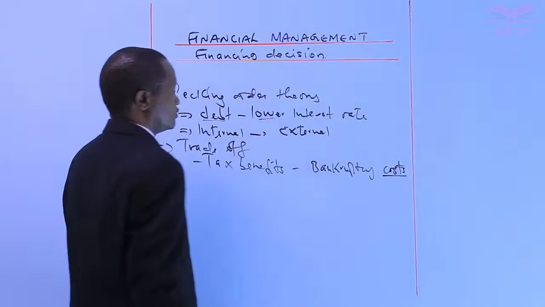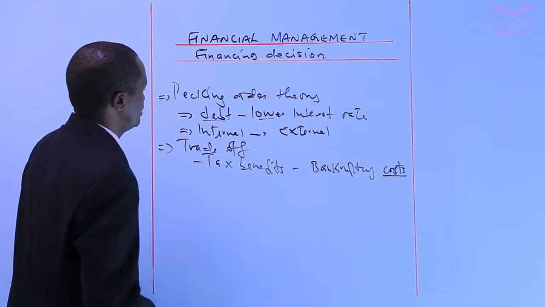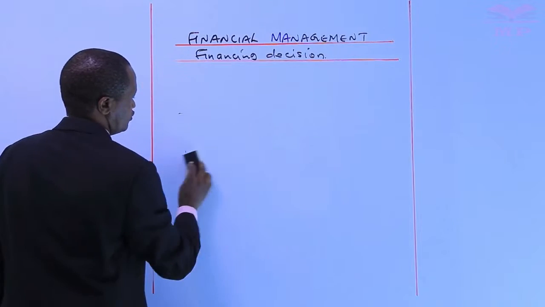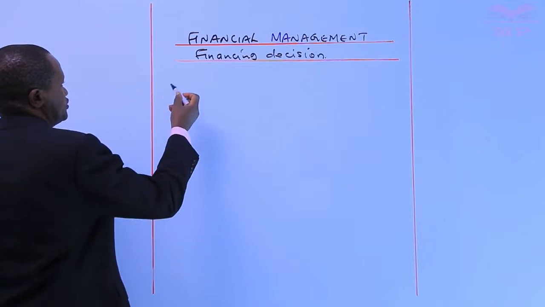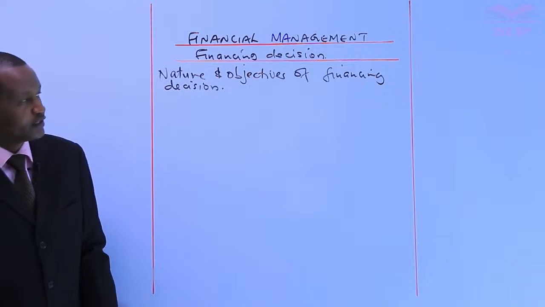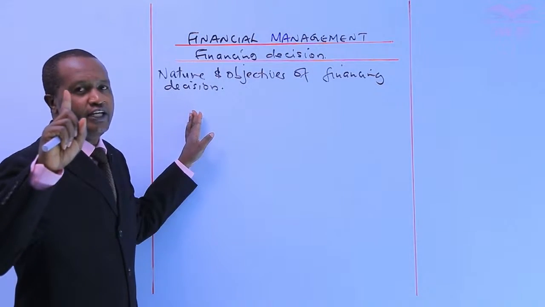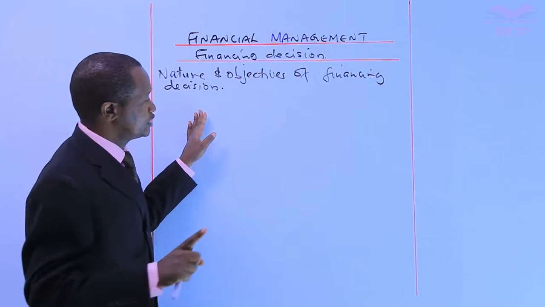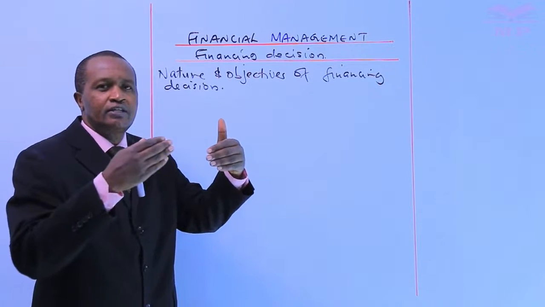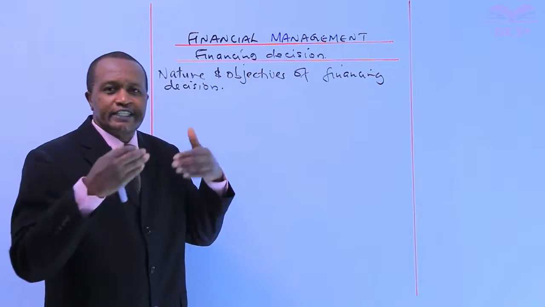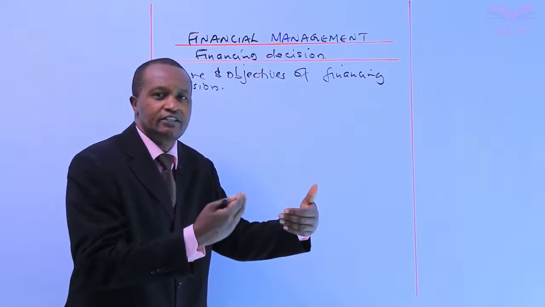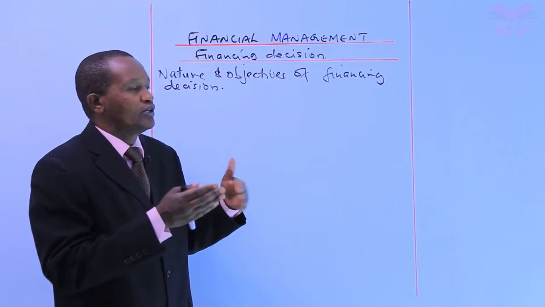Now, having made the few comments on the financing decisions, let's now move to study the nature and objectives of the financing decision. Candidates, the nature of financial decisions vary from one firm to the other. And it may also be different for the same firm over a period of time.